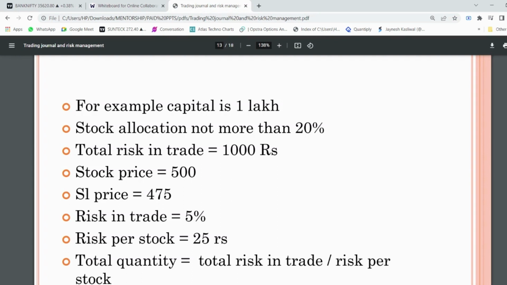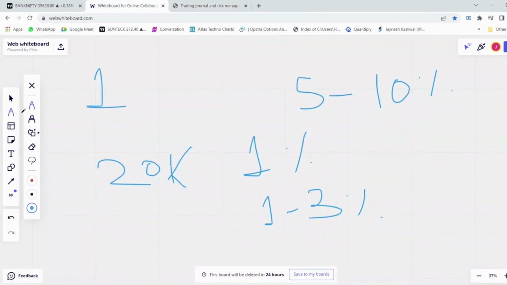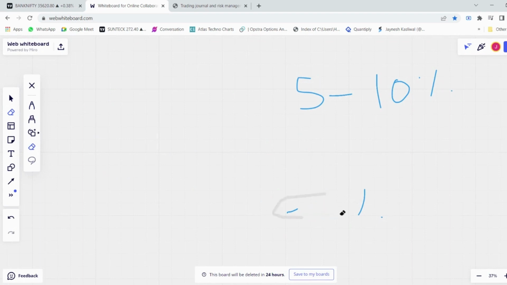Now stock price is 500 rupees. Let us assume that the stock price is trading at 500 and risk in that trade was 5%. That was 25 rupees of the stock price, right? Now what should be the total quantity that we should be buying? The total quantity we should be buying depends upon our risk appetite. That is the first thing.